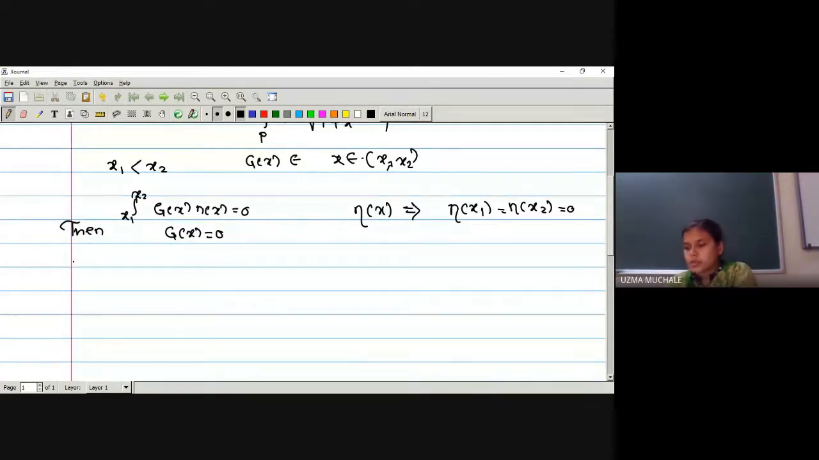What is given to us? Firstly, x1 and x2 are such that x1 is less than x2, the two fixed points, and g of x is a function in the interval x1 to x2, and we are provided that the value of the integration x1 to x2 of g of x eta of x dx is equal to 0. And what is a condition given to us? We have to choose eta in such a way that eta of x1 is equal to eta of x2 is 0, and then we have to prove that g of x is equal to 0. Right. So for that, let me start the proof.